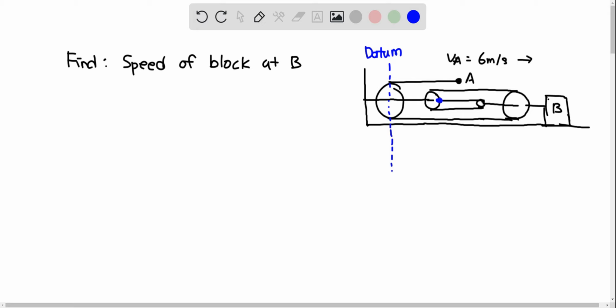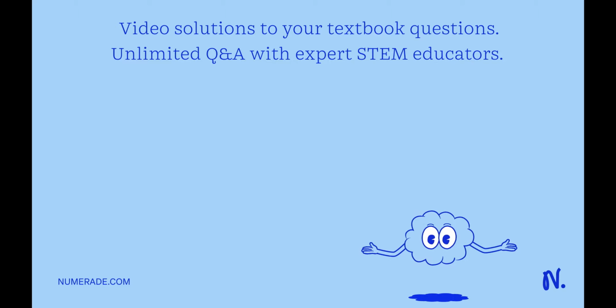Okay, so based on the situation, I'm going to call this distance A. And then there are also some fixed distances, like here. These two pulleys have a fixed distance A. Similarly, these two pulleys will have a fixed distance.